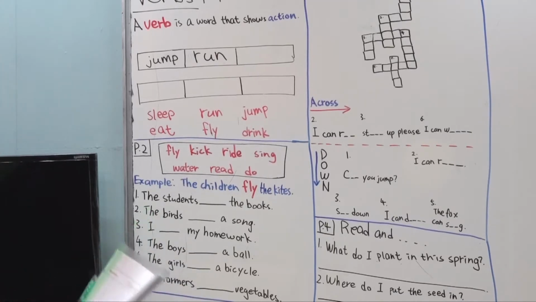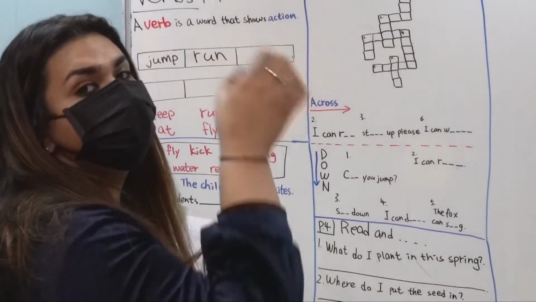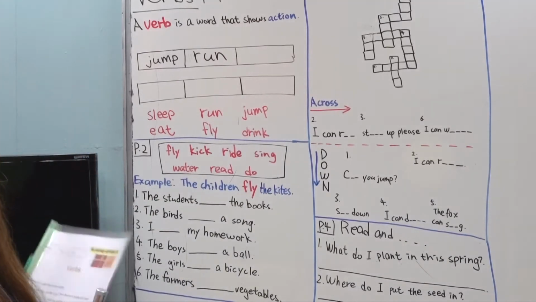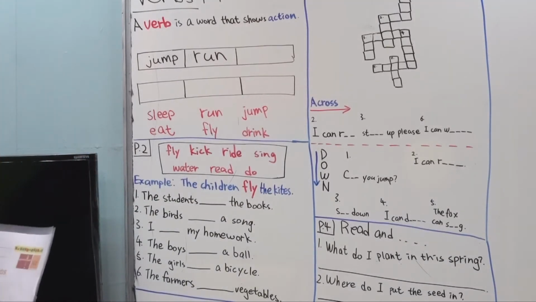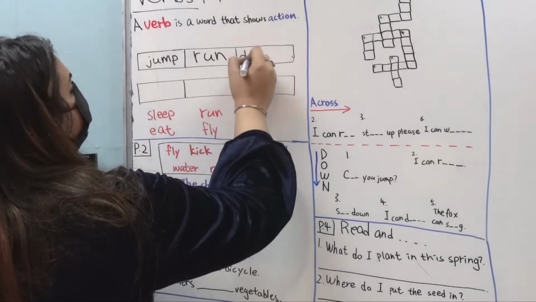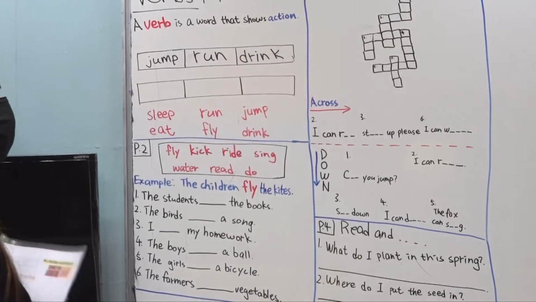Okay, picture number 3. You'll see a girl holding a glass of water, and she's going to drink. Okay, so the action verb for this picture is drink. All right, can you write that?